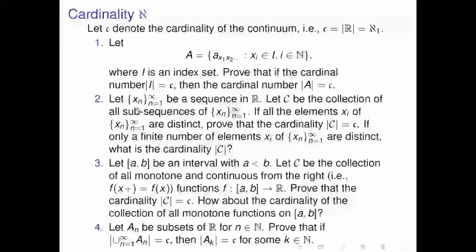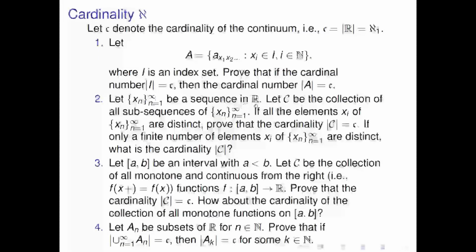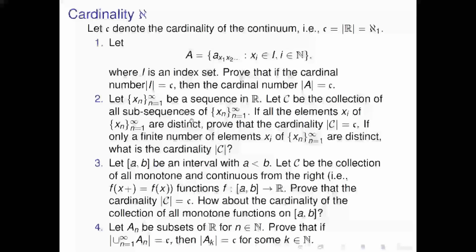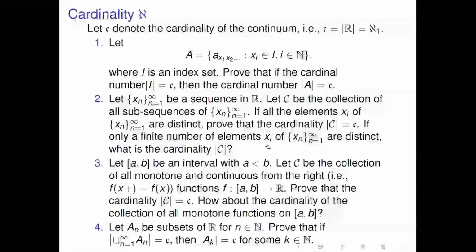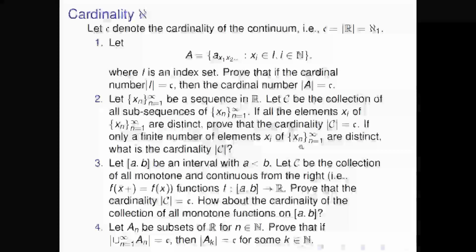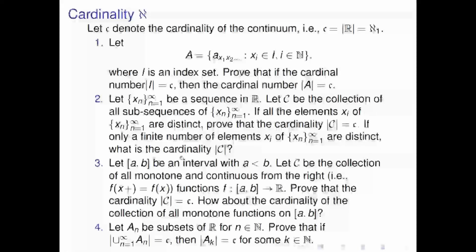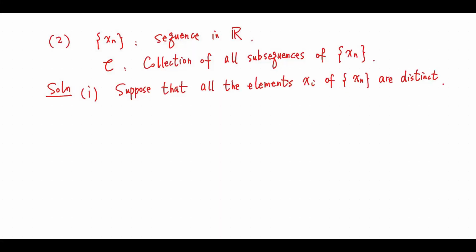Question 2. Let xn be a sequence of real numbers. Let C be the collection of all subsequences of the sequence xn. If all the elements xi of xn are distinct, prove that the cardinality of the collection C is equal to C. If only a finite number of elements xi of the sequence xn are distinct, what is the cardinality of the collection C? Solution. Case 1.